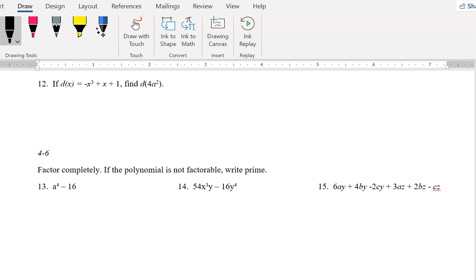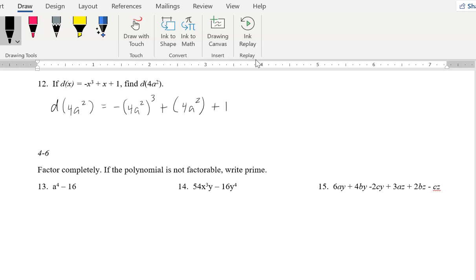If the function d of x is described in this way, here's my function d of x, then what do we get if we input 4a squared? So d of 4a squared literally means wherever there's an x in the function, it's going to be replaced with 4a squared. So every x in the function gets replaced.